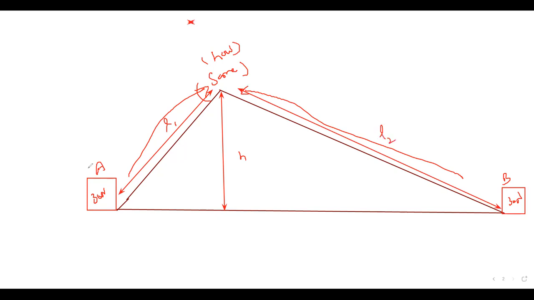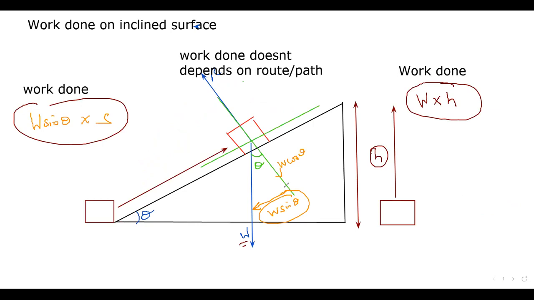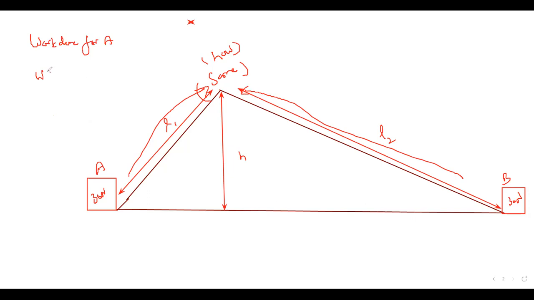The work done for A, so force will be W, as we already discussed on the inclined surface, if we know the length, that will be W sine theta. So it will be W sine theta, and this is example theta 1, which is greater compared to theta 2. So it will be W sine theta 1 into L1. And what about the work done for B? That is equals to W sine theta 2 into L2.